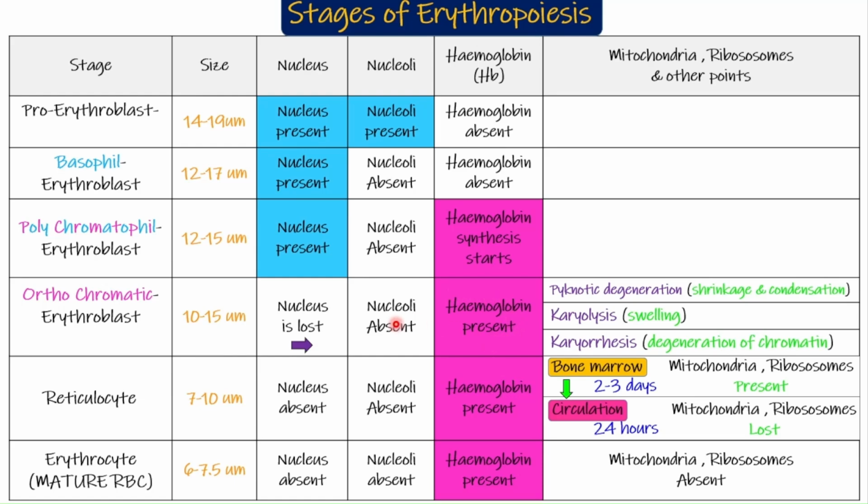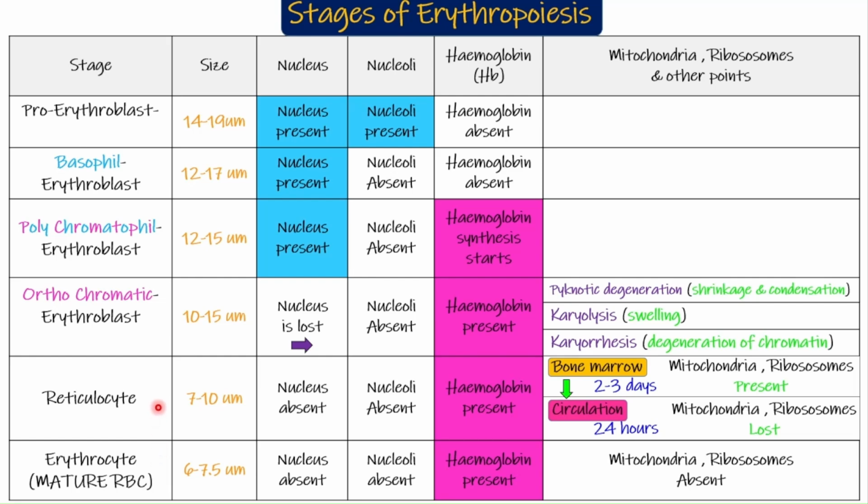Then there comes the reticulocyte stage. Reticulocytes are present in the bone marrow. When the reticulocytes are produced, they stay in the bone marrow for 2 to 3 days, and after 2 to 3 days they move from the bone marrow into the circulation. There the reticulocytes stay for 24 hours, and after that they are converted into the mature erythrocytes, the mature RBCs.